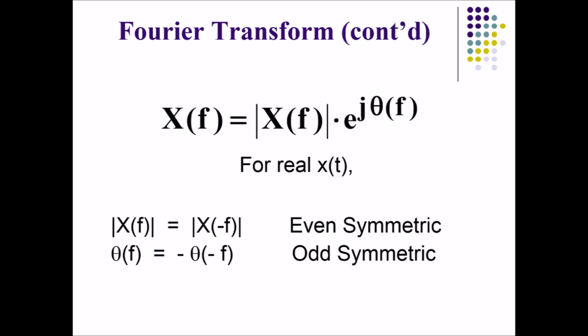Next slide. Fourier transform is also a complex function, so it has a magnitude and also a phase. Generally, the Fourier transform magnitude will be even symmetric, and the phase will be odd symmetric.